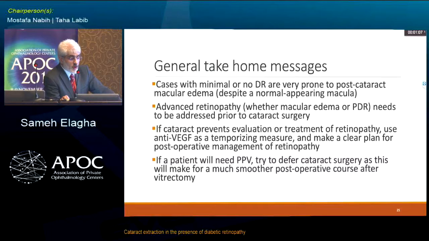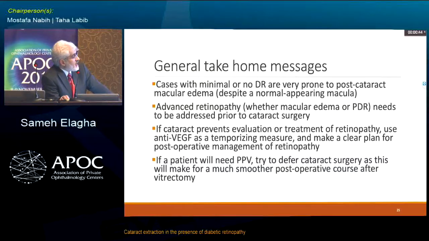Cases with minimal or no diabetic retinopathy are very prone to post-cataract macular edema. ما تتبسطش انك انت جالك عيان دايابيتك وما عندوش ريتينوباثي يبقى انا هعمل له عمليه وما فيش مشكله. لا ممكن يحصل مشكله and this is something you need to consider. Advanced retinopathy, whether macular edema or PDR, needs to be addressed prior to cataract surgery.